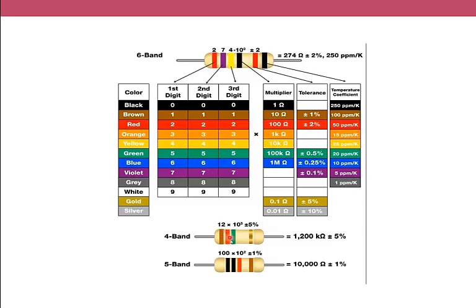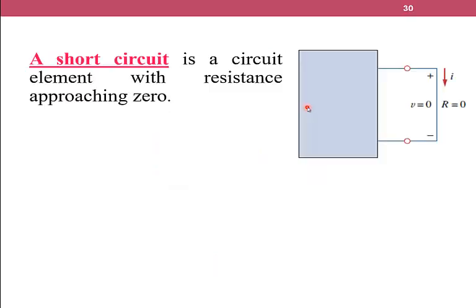We may have other types of resistors: instead of 6 bands, 6 colors, we may have 4 bands or 5 bands. For example, with 4 bands, we have brown. Brown is 1. After that we have red. Red is 2, so we put 2. The third color is the multiplier. We have green, which is 5, so we multiply by 10 to the power 5. So the value of the resistor is 1200 kilo ohm. The tolerance here is plus or minus 5%, as we may see in the tolerance column.